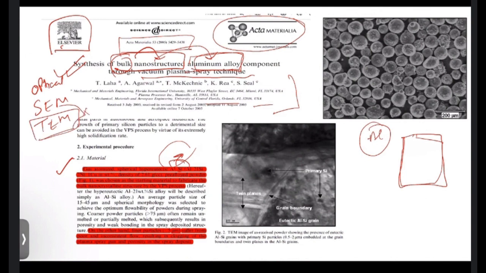Pushparaj, TEM is used when I have to study particles of even 20 nanometer to 1 nanometer. I have to study micro size particles. Which technique will I use? I will use SEM.